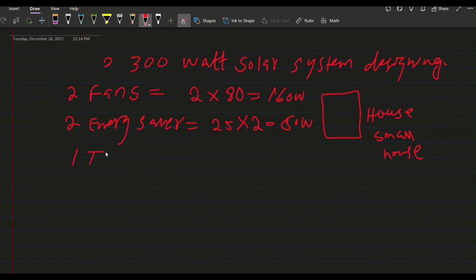One tube light, its shape is like this tube light. One tube light is equal to 40 watt. I will take 40 watt for this house because the design is 300 watt, but you can also take 36 watt. So here I am taking 40 watt, and one LED TV.